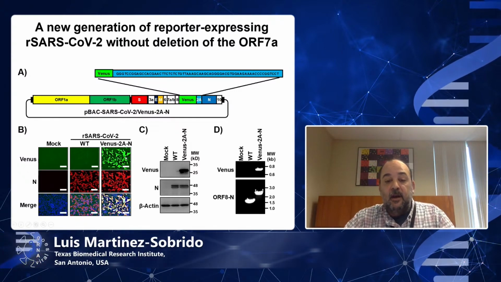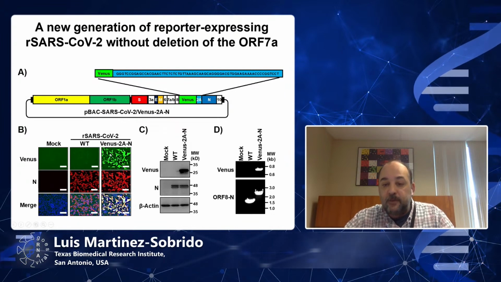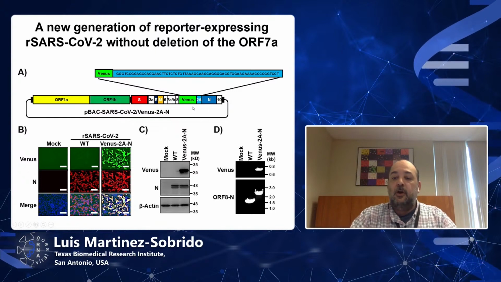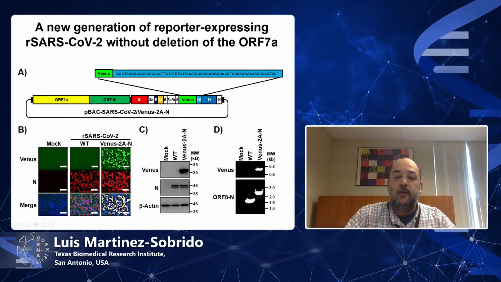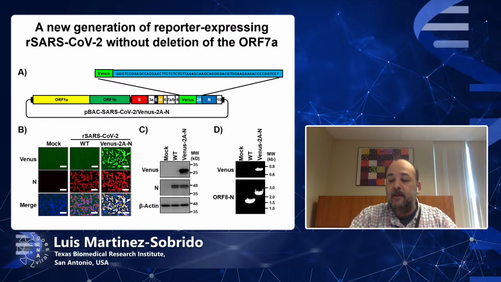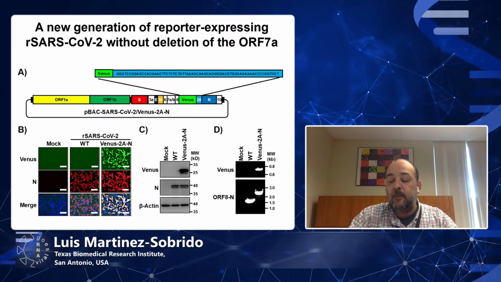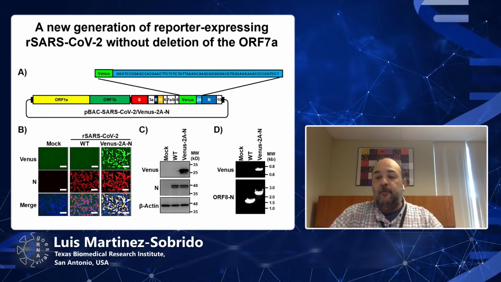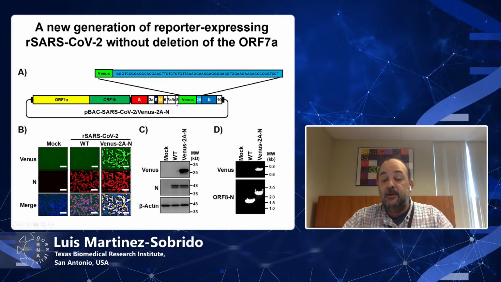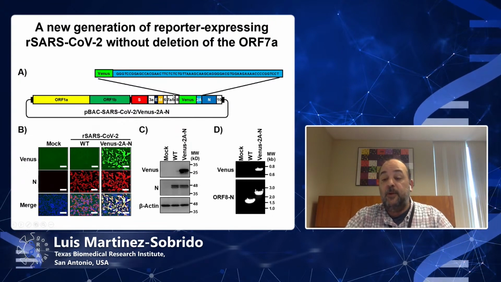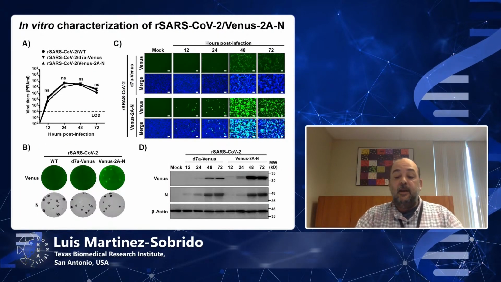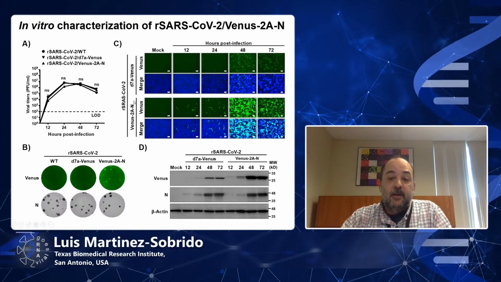As you can see here in panel B, we were able to successfully rescue recombinant viruses expressing Venus from the locus of the nucleocapsid protein using this 2A approach. One of the things that we observed right away is that the Venus expression from the locus of the nucleocapsid seemed much higher than in the initial virus that we generated from the locus of the open reading frame 7A.